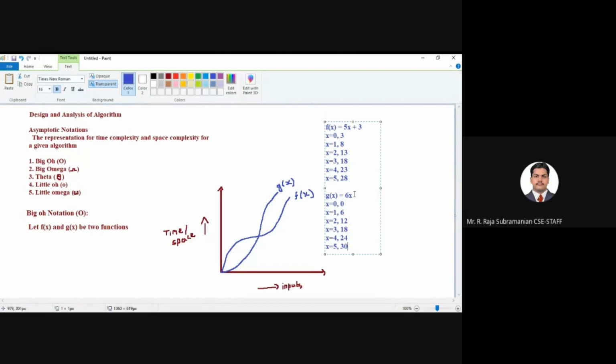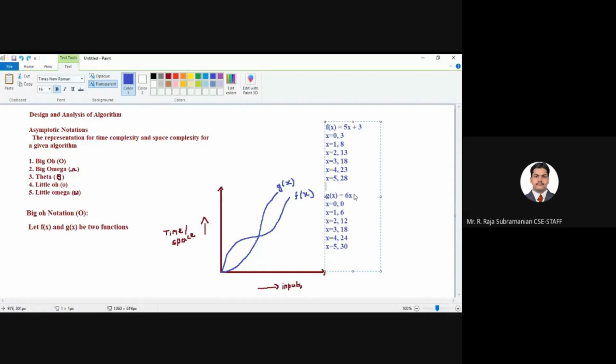Now I represent this g of x function as g of x is equal to x, and let c is equal to 6, and I say c into g of x to be 6x. Now slowly I'm increasing the whole definition. I'm not directly saying the definition. Slowly I'm bringing the entire big O notation, right?